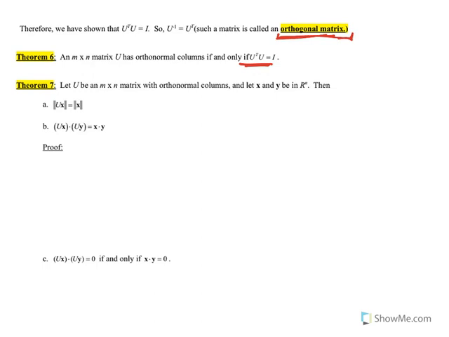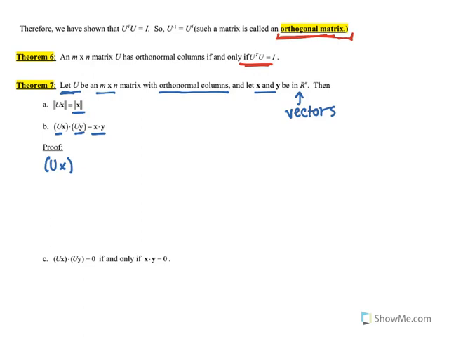Okay? If we have such a thing, where U is an m by n matrix with orthonormal columns, and x and y are vectors, not scalars, then the magnitude of U multiplied by x will be the same as the magnitude of just x by itself. Kind of like an identity almost. Interesting. Okay, and also U times x dotted with U times y will be x dotted with y. Little proof.